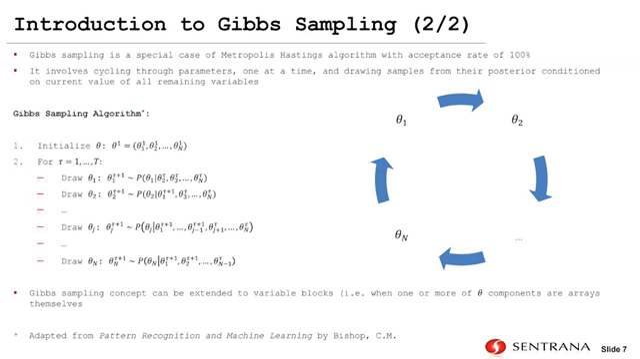So the other thing is this concept can be extended to variable blocks. And I'm actually going to use this term. By that, I mean each one of these theta 1, theta 2, theta n's, instead of being scalars, they themselves could be a vector or an array. And then you can do the same thing. And then your sampling now becomes a multidimensional sampling. But the structure or the architecture of the solution or the algorithm remains the same.